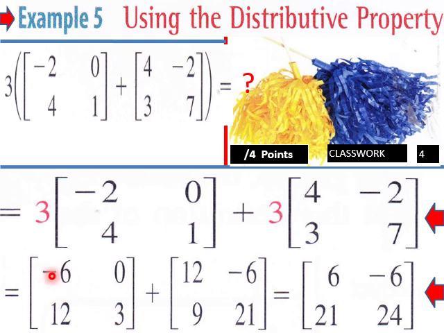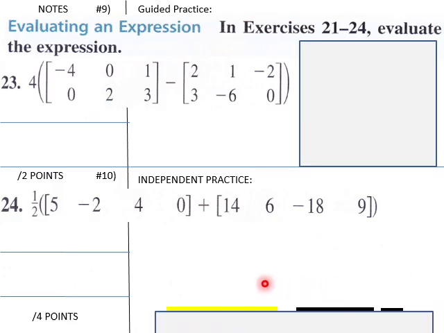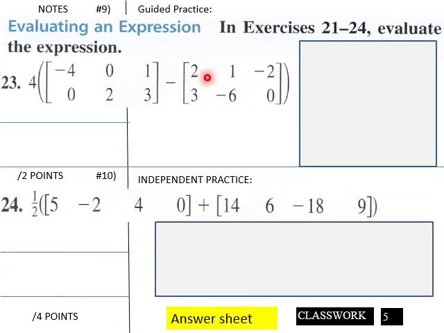And then that will give us 6, negative 6, 0, 12, 3, plus 12, negative 6, 9, 21. And then when we combine these two matrices, we have 6, negative 6, 21, 24. So let's try one now. Evaluate the expression. So we have 4 times the quantity of these two matrices here. Down here in your independent practice, students, you have 1/2 times the quantity of these two row matrices added together.